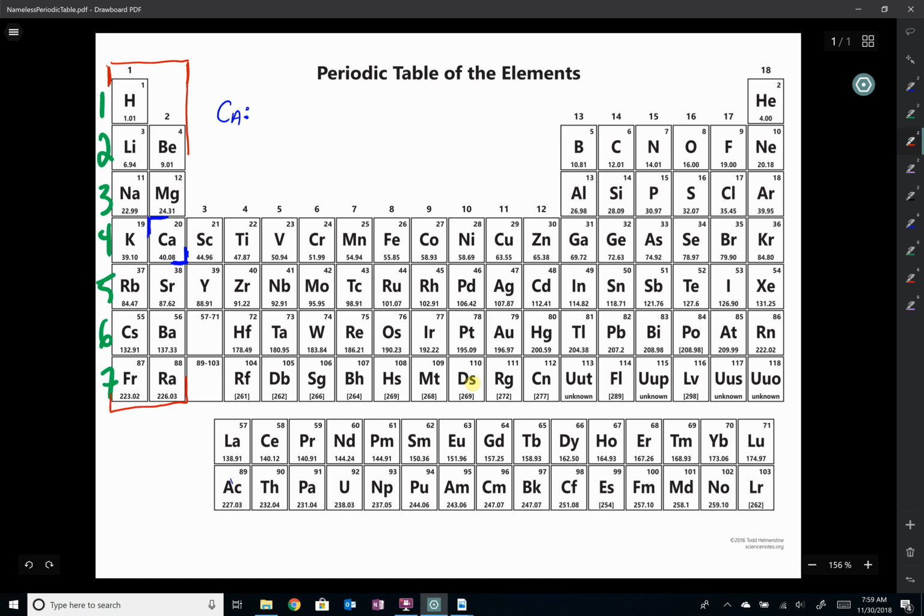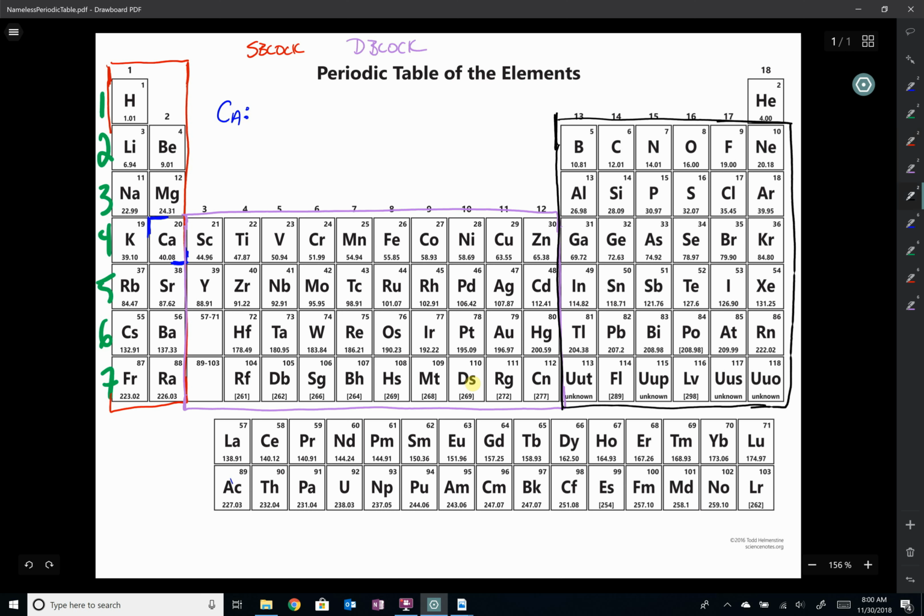So this block is my S block. So S block in red, and in purple here, there it is. All right, that's my D block. And let's use black. Okay. And this over here is my P block. Down at the bottom, these are my F blocks, but we're not really talking about those much.